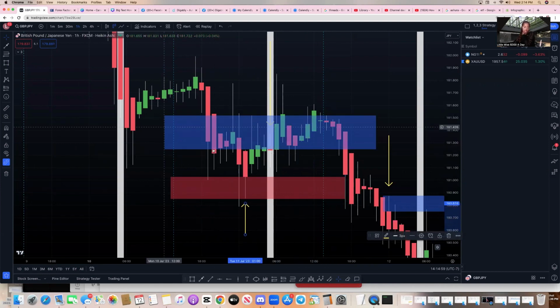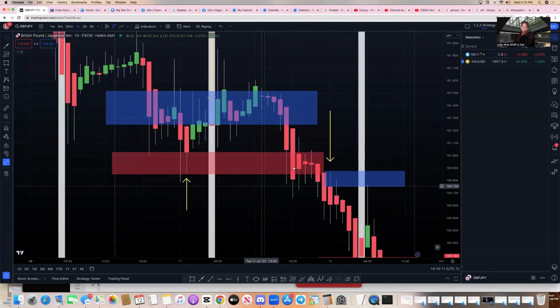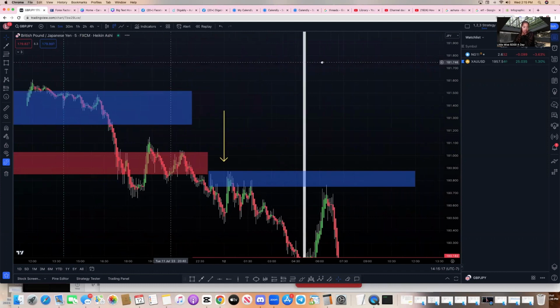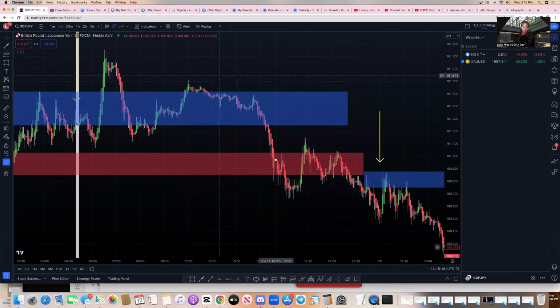As you can see, this is valid because price got trapped completely in the zone, and that would have saved you from a fake out. Eventually, however, if you just extend this out, price did break. Price did break, and let's come down to the 5 minutes so you guys can see this from different points of view, okay?